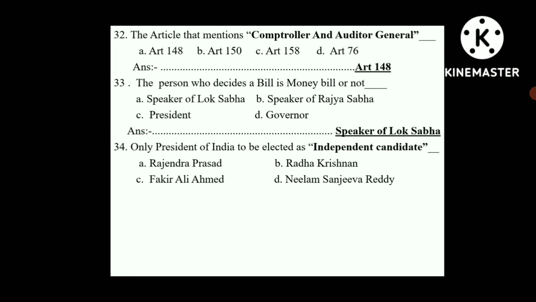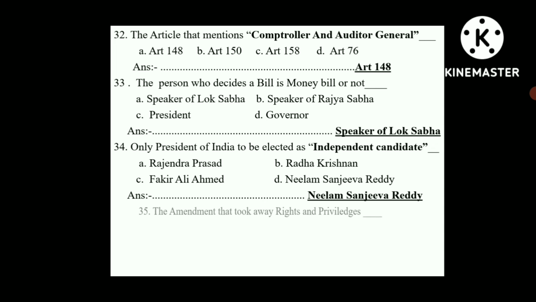Now comes 34th question. Only President of India who has been elected as an independent candidate. He was an independent candidate, so no backing by any political party, yet he became the President of India, and he was Rajendra Prasad, Radhakrishnan, Fakhruddin Ali Ahmed or Neelam Sanjeeva Reddy, and it was Neelam Sanjeeva Reddy.